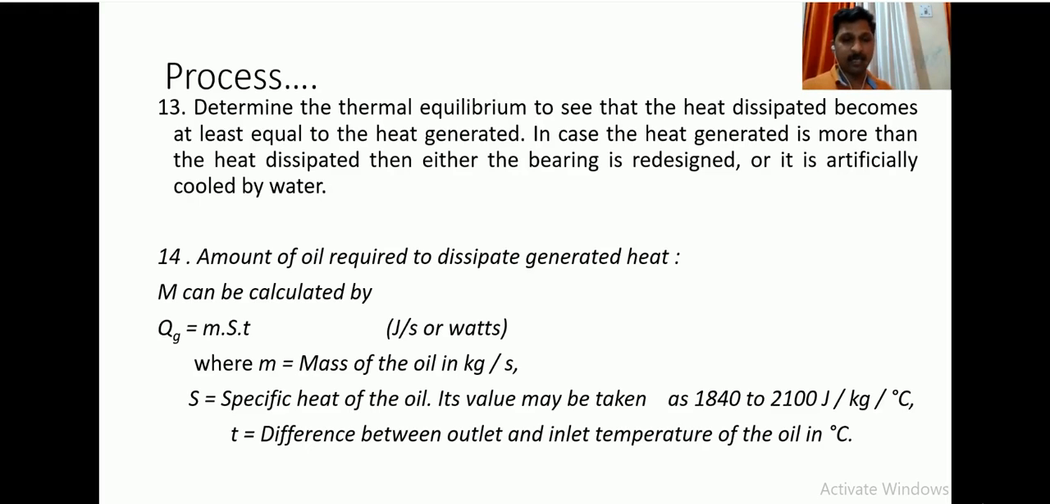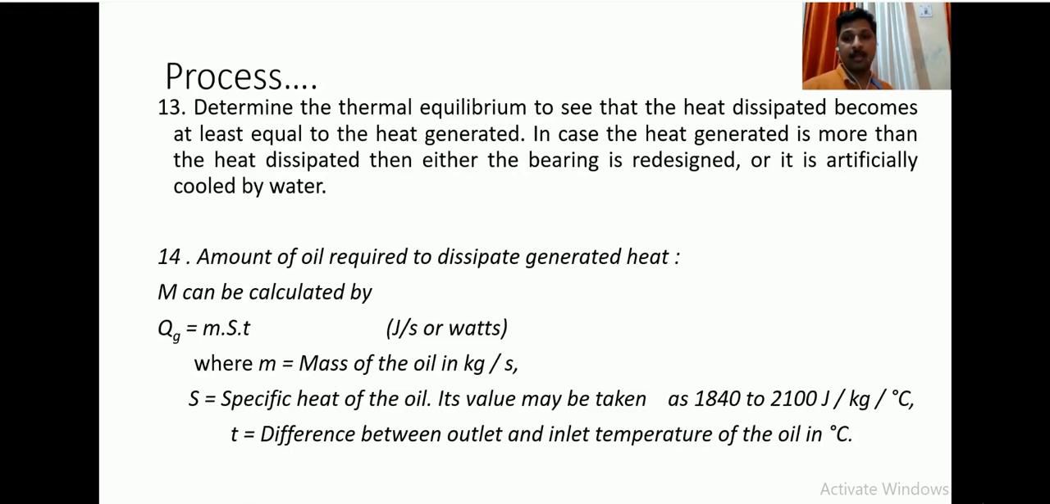This temperature difference between inlet and outlet of the bearing is given in the problem, or if it is not given, we can assume it to be between 30 and 60 degrees. The specific heat of lubricating oils is generally between 1840 and 2100 joule per kg per degree centigrade. So from this formula we can find the mass flow rate of the lubricating oil which is required to remove the heat generated.